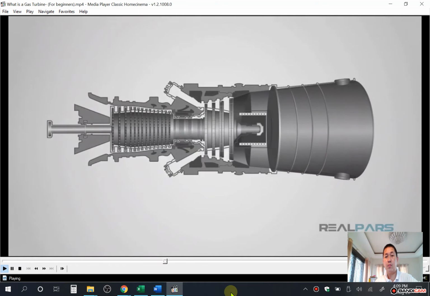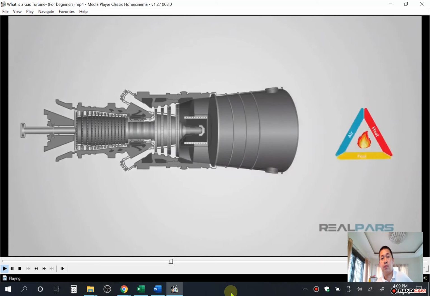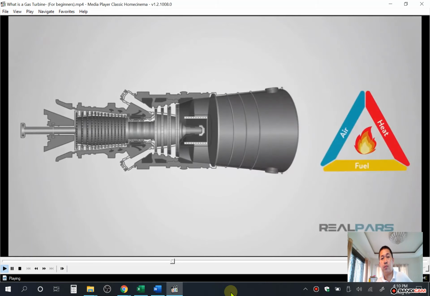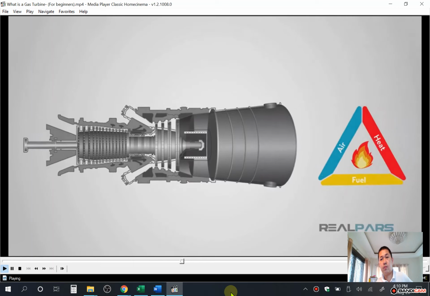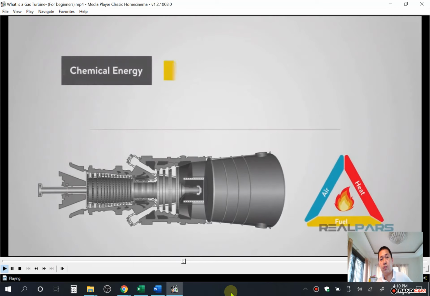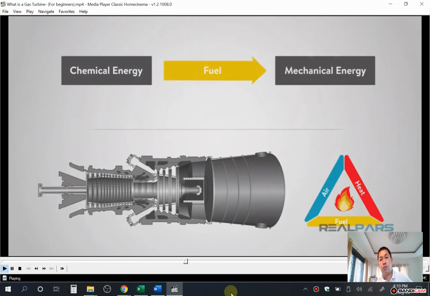Now that I have the basics of gas turbines, let's focus on a modern gas turbine and its components. Most likely, you know about the fire triangle or combustion triangle, which illustrates the necessary ingredients of fire or combustion. In other words, fuel, air, and heat. To transform the chemical energy of the fuel gas into mechanical energy, the fuel should be burnt in the combustion chamber of a gas turbine. So I need air and heat added to the fuel.